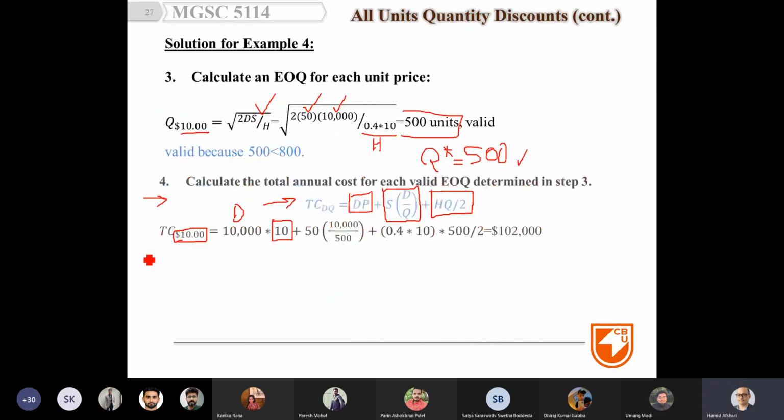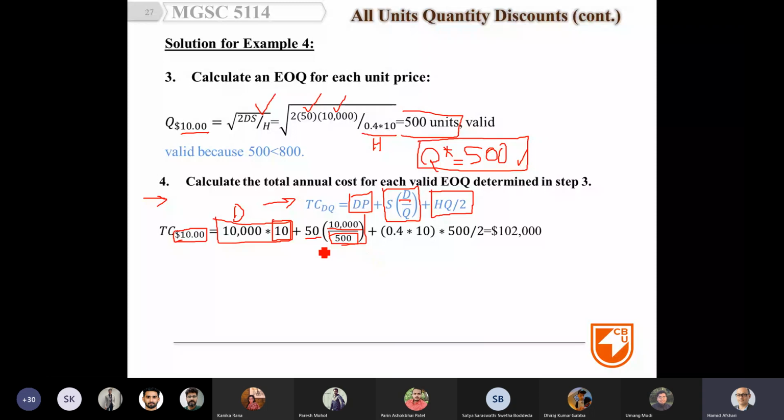So $10 multiply 10,000 units. This will be the purchasing price or purchasing cost. Then I have S, which is still $50, no change. D, still 10,000, no change. And Q, how much was Q for the first discount level? 500 units. So here I'm going to write 500 units. Okay, if you multiply them together, you will reach this component.